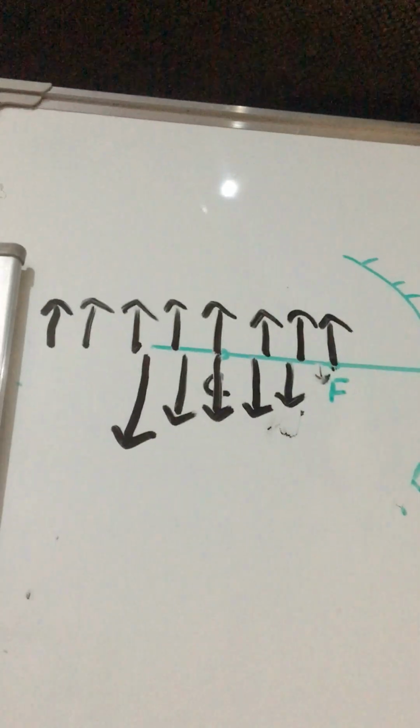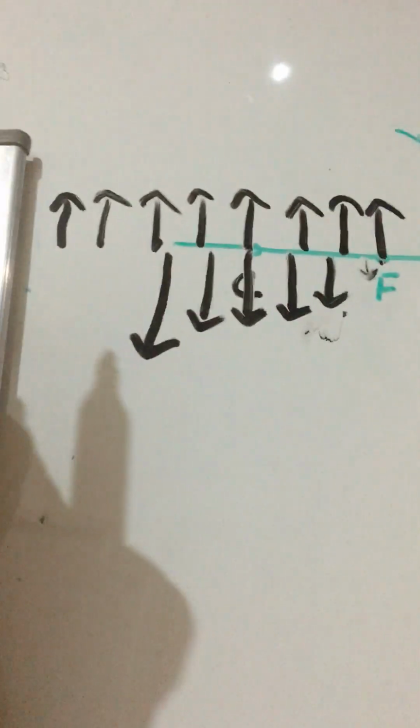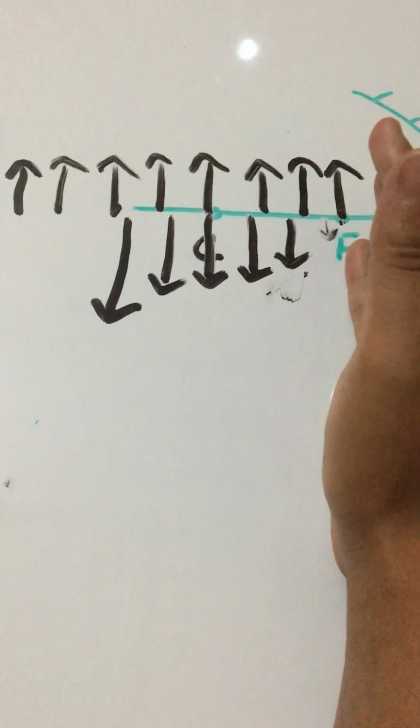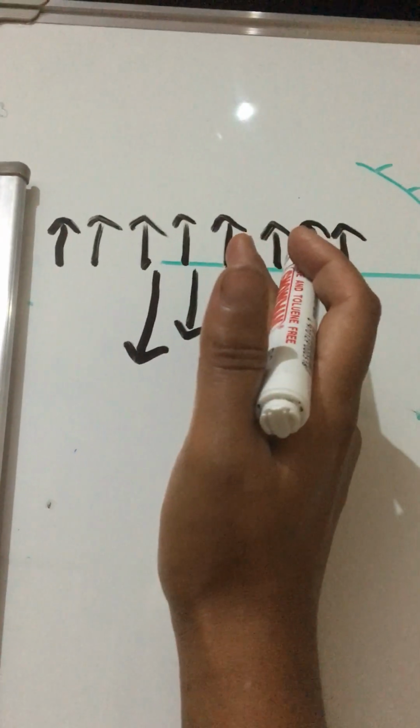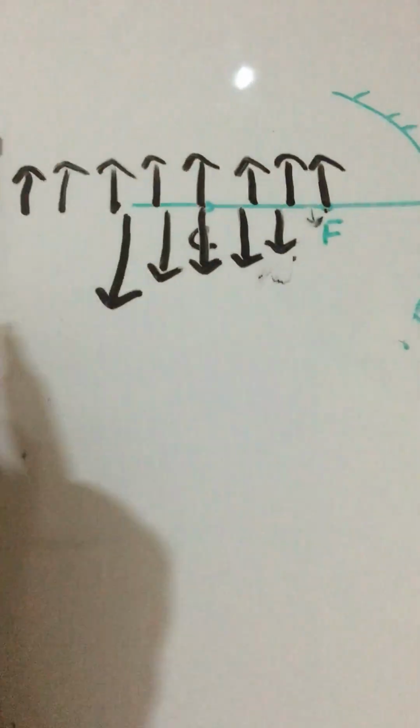As the object is brought from far away towards the mirror, the image of it will shift away from the focus towards the center of curvature, and this way it will go with increase in size.